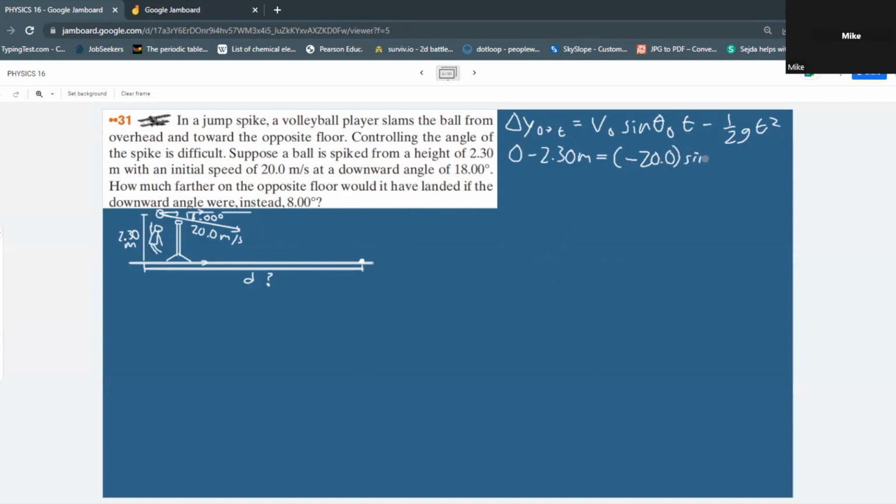Teka. So, special case ito, di ba? Constant acceleration. Tapos, constant yung initial speed. Ang nagbago yung angle. Pwede ka ba mag-setup ng equation for y versus x?